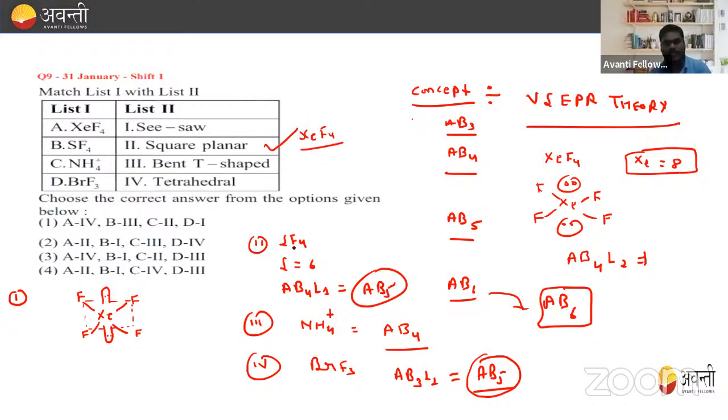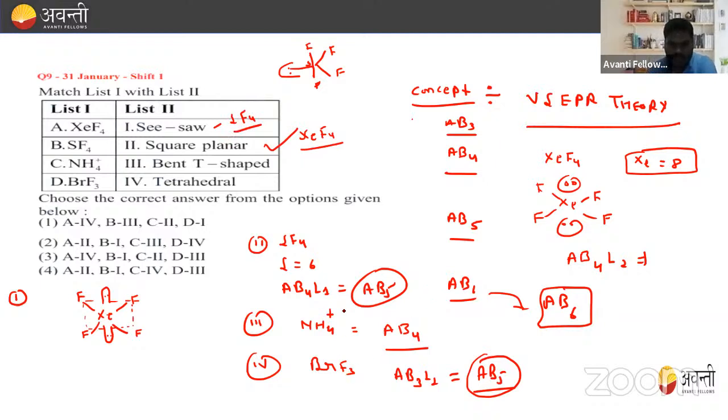Similarly, if I'm talking about SF4. So for AB5, we have a shape like this. This is a standard shape for AB5. Now, if 2 lone pairs, then put these 2 lone pairs here. If only 1 lone pair is present, then put this lone pair here. So in SF4, only 1 lone pair is there, so put this lone pair here. So what shape comes out to be? This is S, 1F, 2F, 3F, 4F. So the shape is seesaw. So this is for SF4, right?